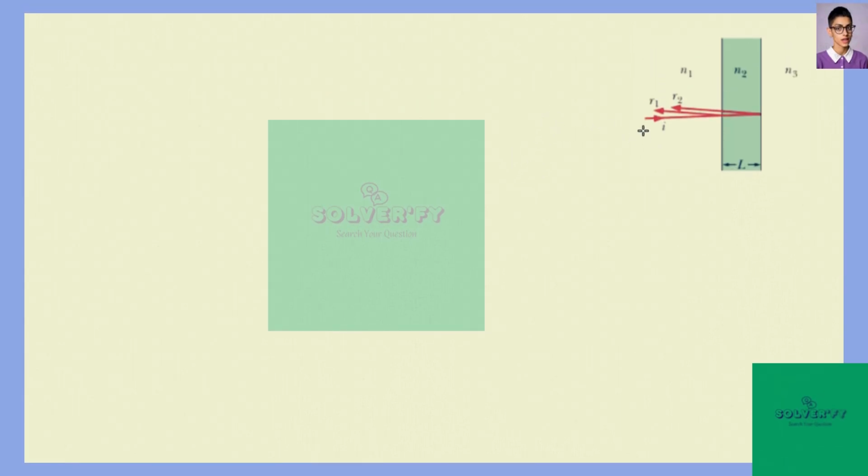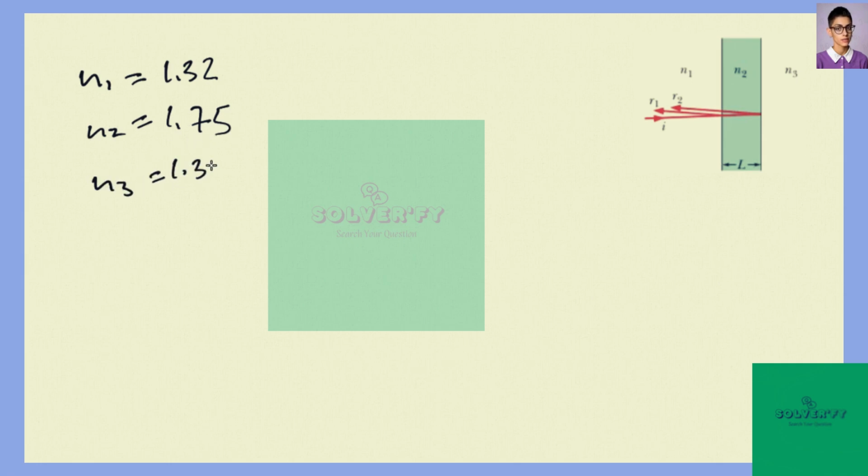In this problem, we have light incident on a sequence of 3 different materials, each with a different index of refraction, N1, N2, and N3. These indices of refraction are given. N1 is 1.32, N2 is 1.75, and N3 is 1.39.